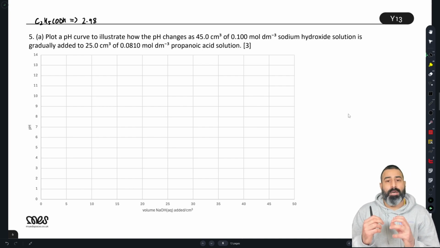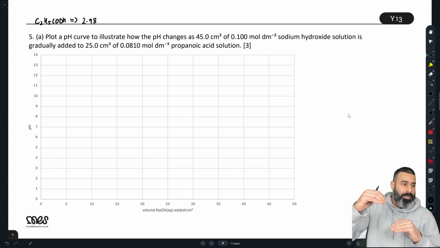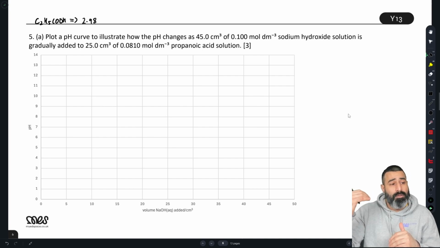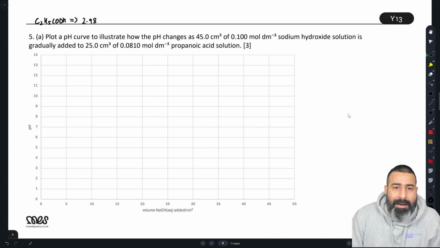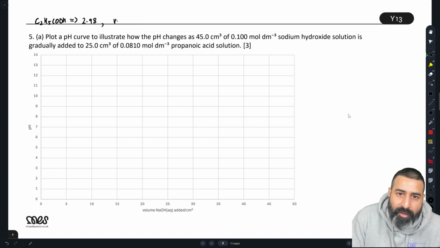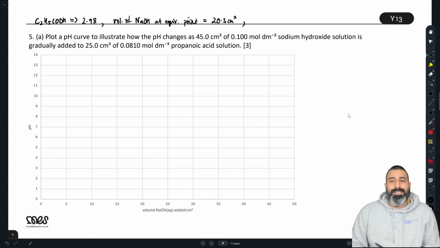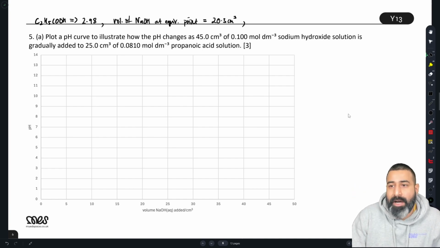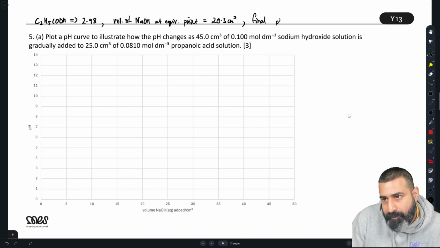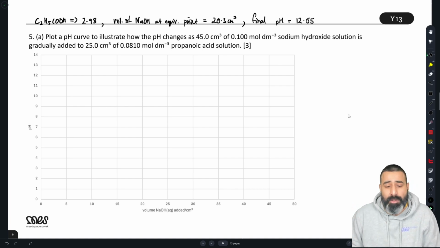And what we're doing is we've got the propanoic acid in a conical flask, we're doing the titration, and sodium hydroxide is being added to the propanoic acid. Okay, and then what we did is we worked out what the equivalence point volume of sodium hydroxide would be, and we said the volume of NaOH at equivalence point equals 20.3 centimeters cubed, and we worked out what the final pH would be. So we said the final pH equals 12.55 because we've got excess sodium hydroxide there.